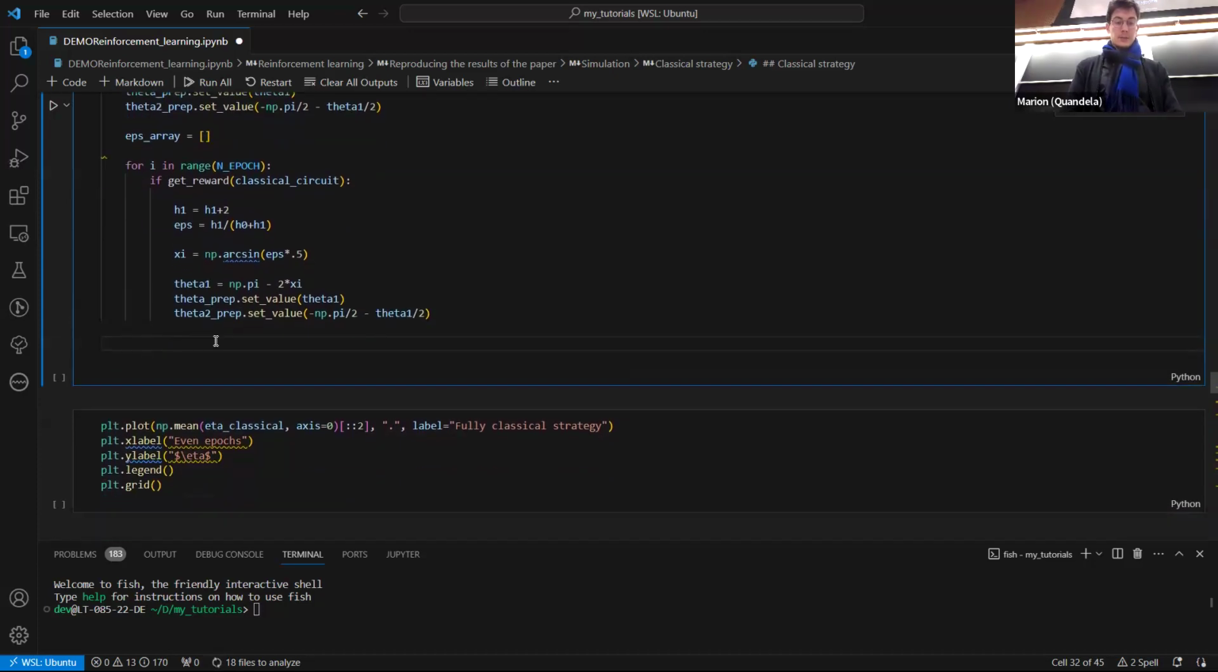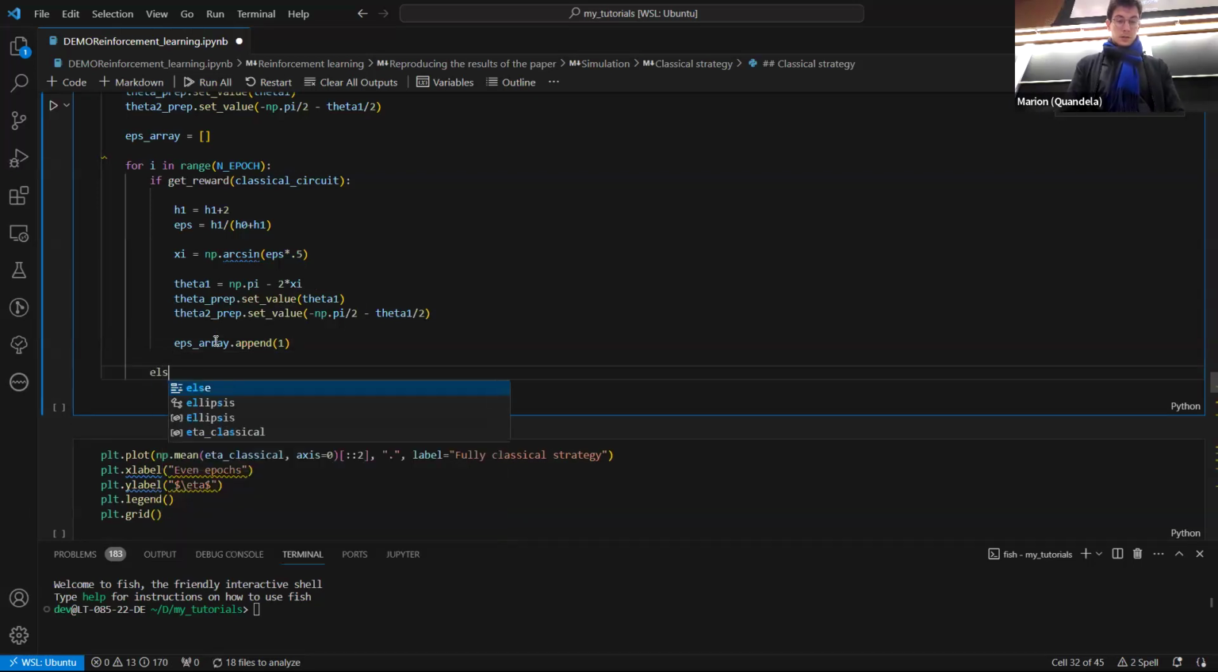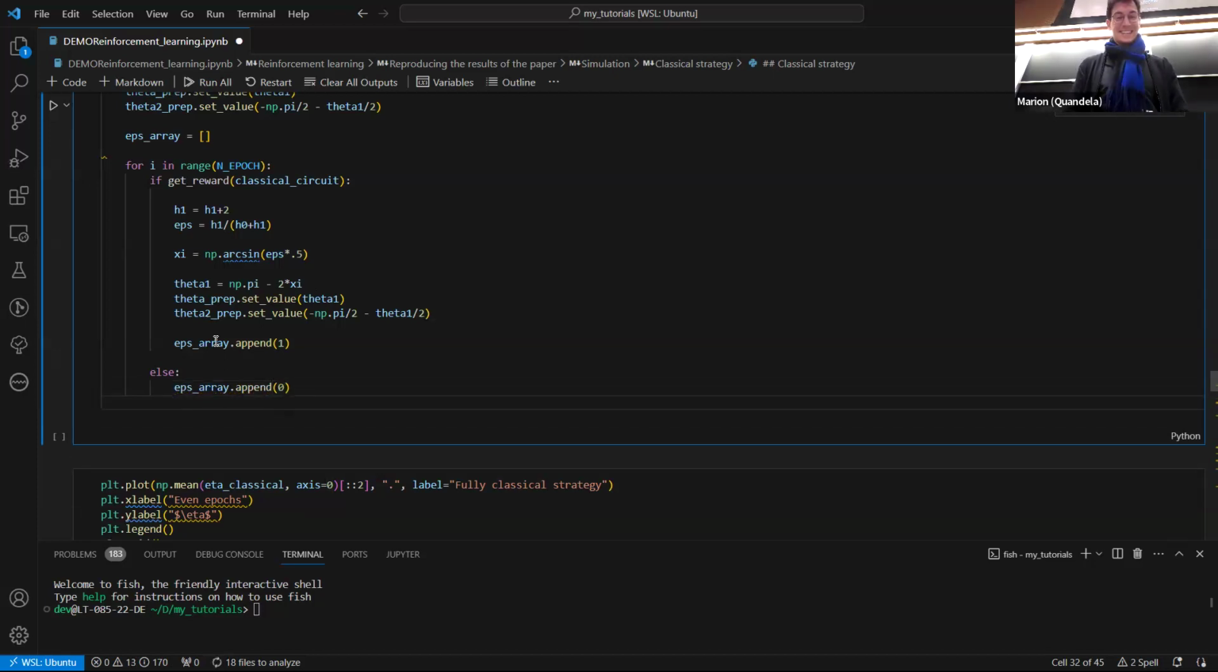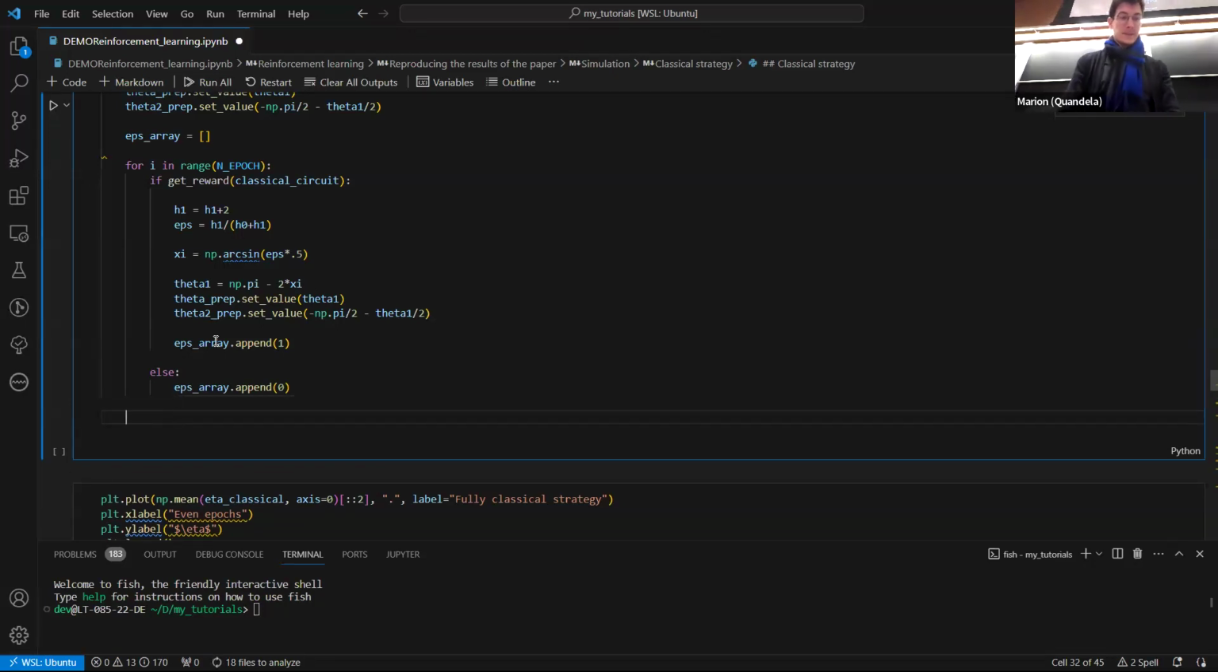And so if we add a reward, then we'll store in the array that we actually add a reward. So we are going to store 1. Else we are not going to do anything. So the agent is not going to change its strategy. And so reward is now, yeah, 0. Okay.